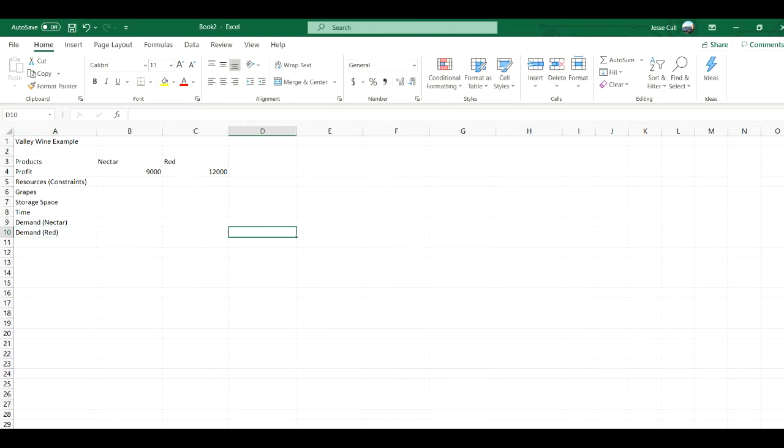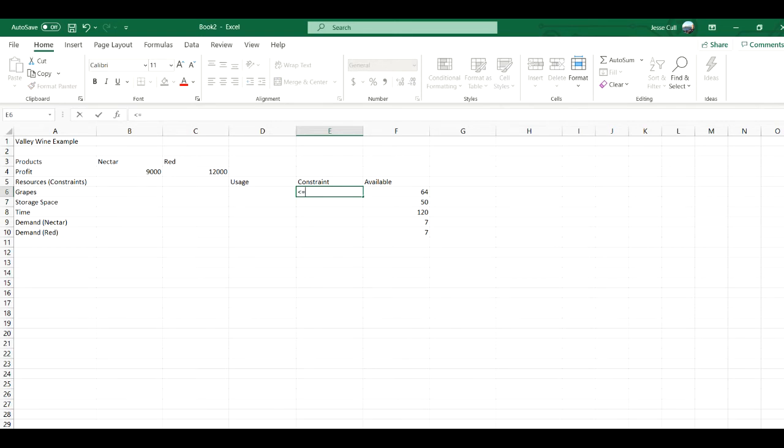Once we've entered that information, we'll come over here and we're going to write in usage. And that's how much ultimately of each resource we will be using or producing in terms of demand. Then we add in constraint, so it's easier to follow along, and our total available for each resource. We can enter that data very quickly. Grapes, we have 64 tons, storage space 50 cubic units, time 120 hours, and there are 7 batches of each wine that we are demanding.